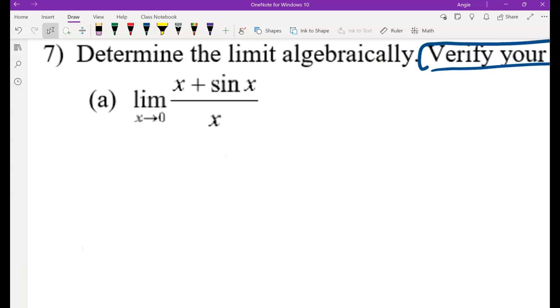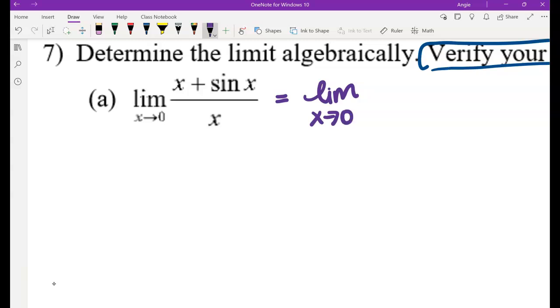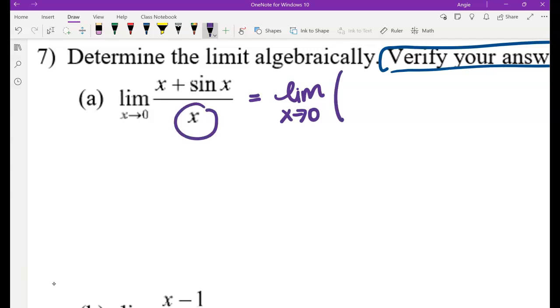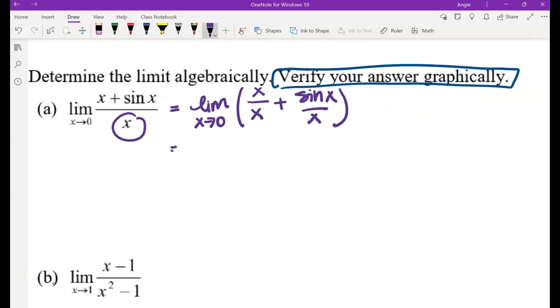A, the limit as x approaches 0 of x plus sine of x, divided by x. So remember, students, we have those properties, right? If we have a division or addition and subtraction, and it's too difficult to work it all out at once, then we can break them up. So the first thing I'm going to do is break it up. We have a common denominator, so I'm going to split it up as x divided by x plus sine of x over x, just like that, okay? Then next, we are going to simplify when possible. So this is going to say the limit as x approaches 0 of x divided by x, which is 1, plus sine of x divided by x.